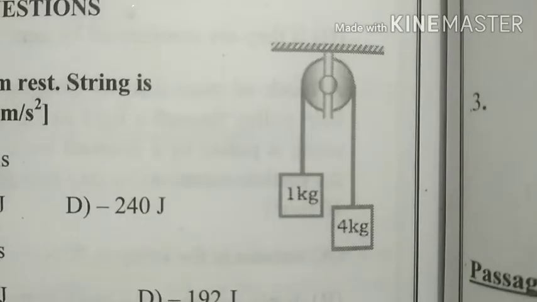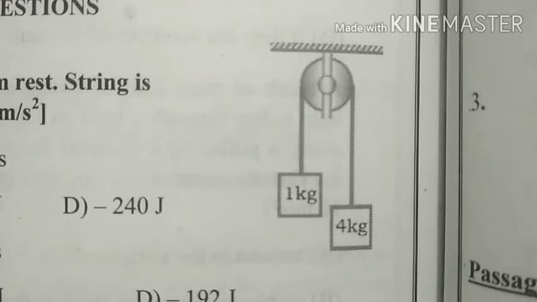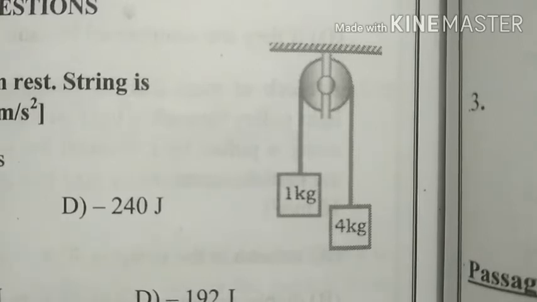Here an Atwood's machine is given, and in this machine there are two masses, 1 kilogram and 4 kilogram, and the system is released from rest. Then what is the work done by the gravitational force on the 4 kg block and the 1 kg block, and what is the work done by the tensions? That we will see now.